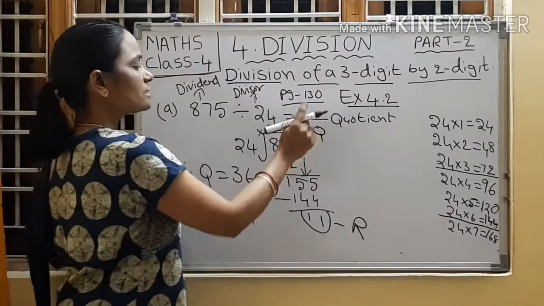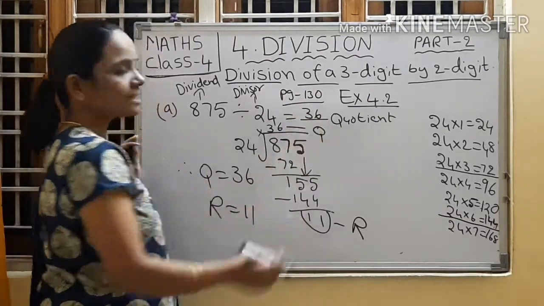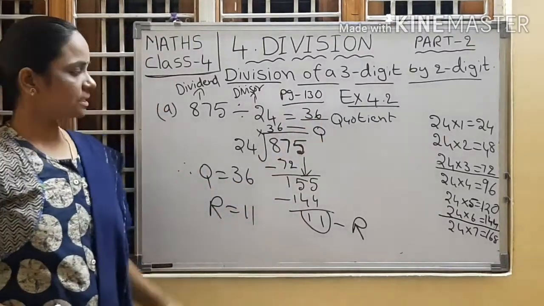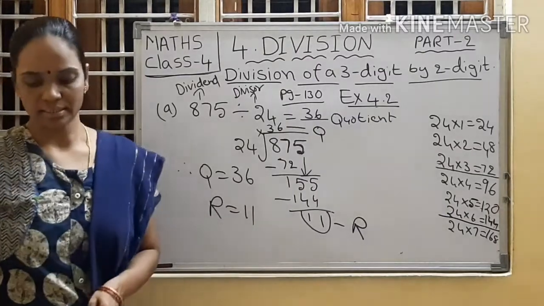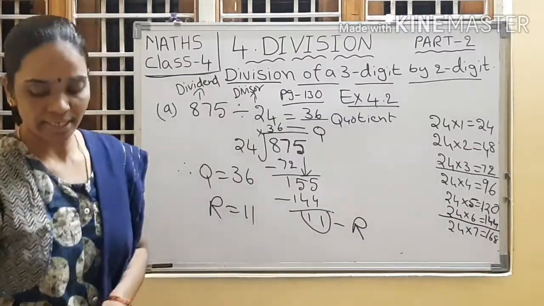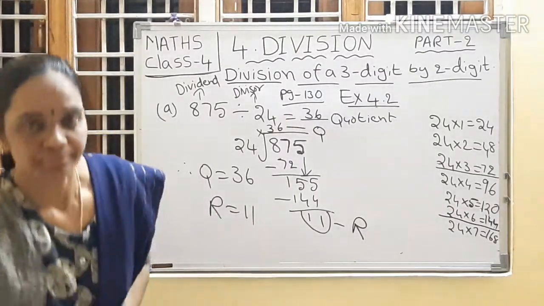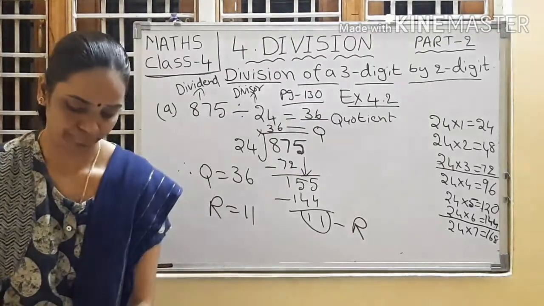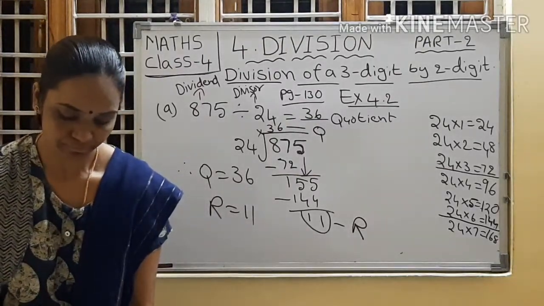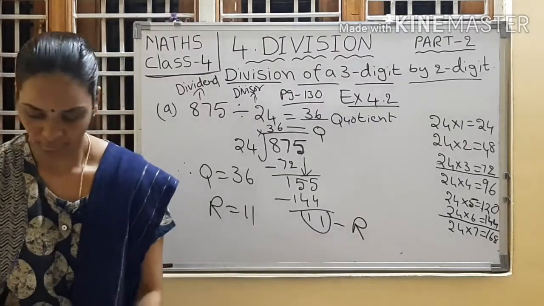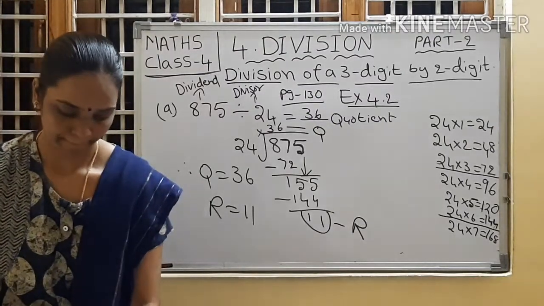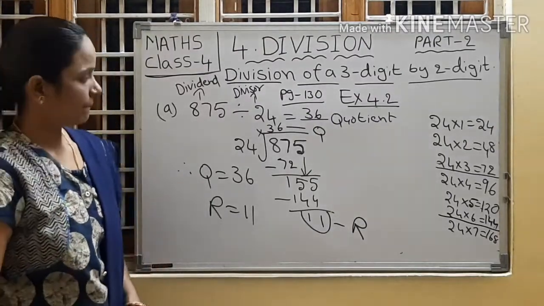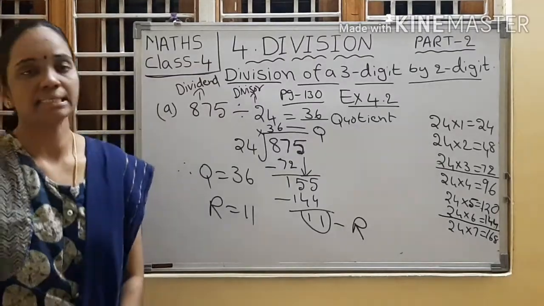Now write down the answer. What is the quotient? How much? 36. Have you understood, children? Please note it down. Next, I want to take another example. Yes, next second example.